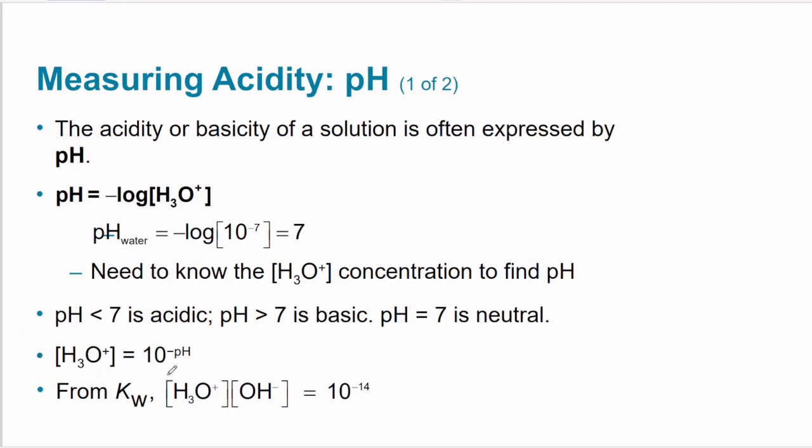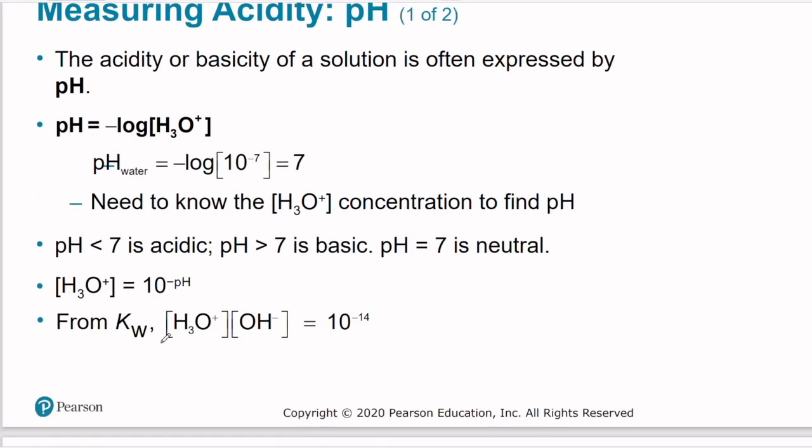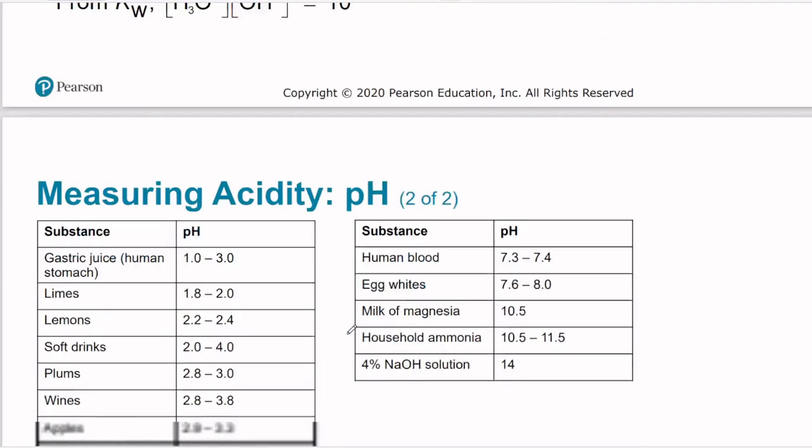We can get the hydronium ion concentration back out by 10 to the negative pH. The hydronium ion concentration is 10 to the negative pH, and this is just from our log identities. From Kw, we can calculate the hydronium ion concentration if we know the hydroxide ion concentration, because those entities multiplied are equal to 10 to the minus 14, or vice versa.